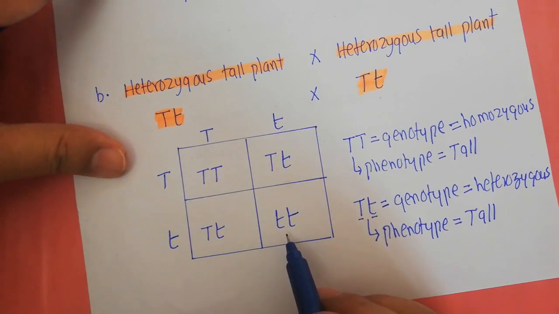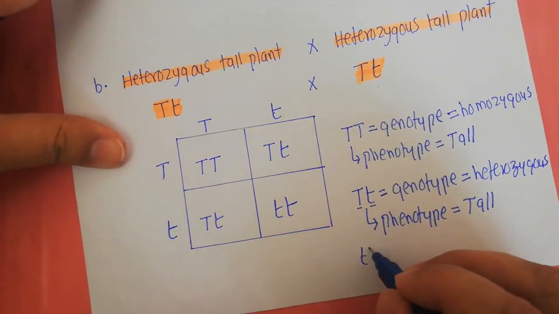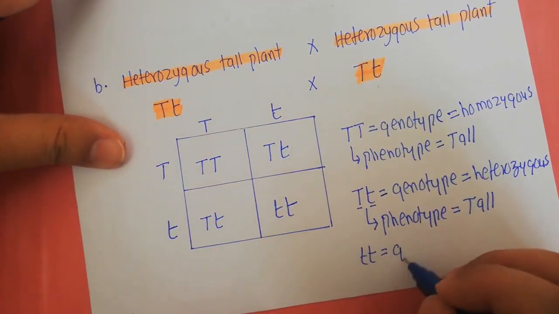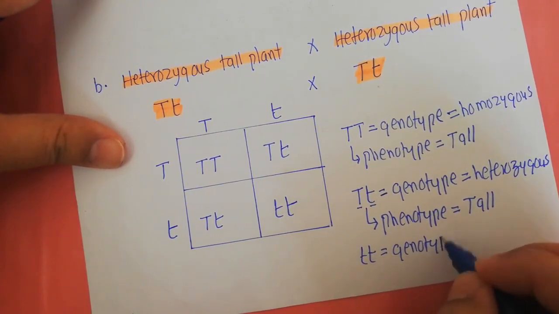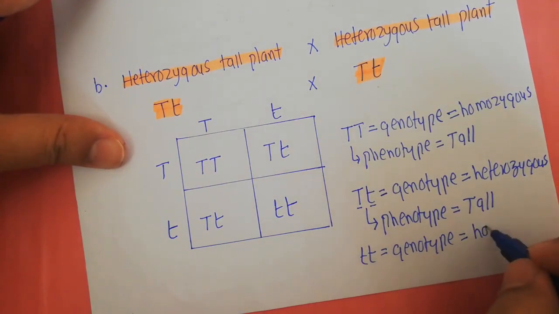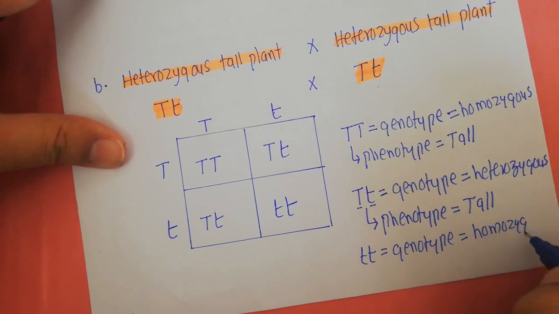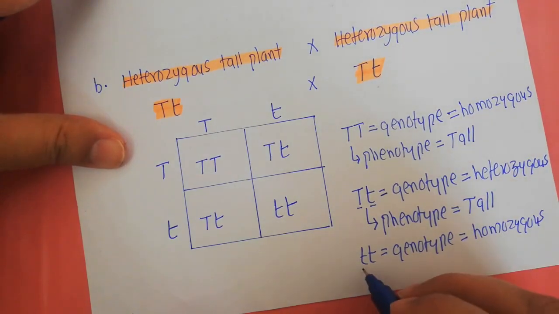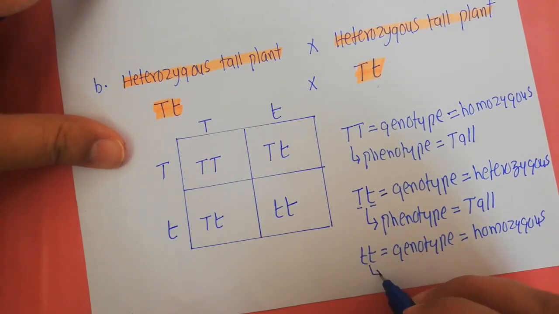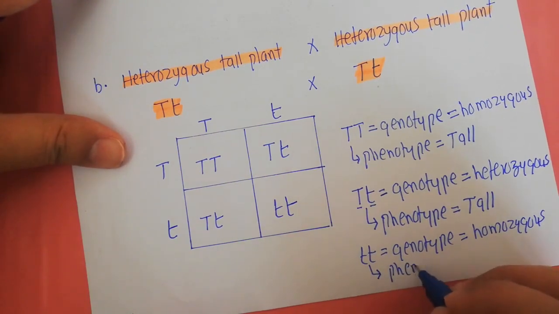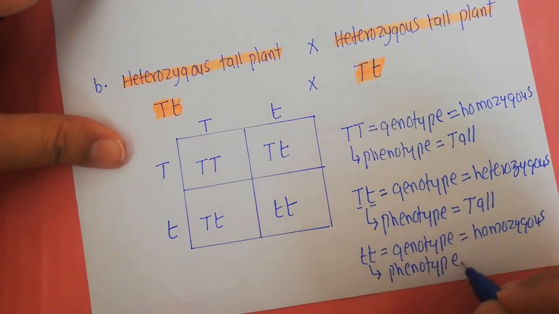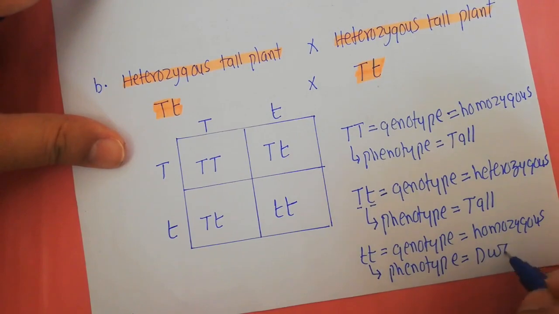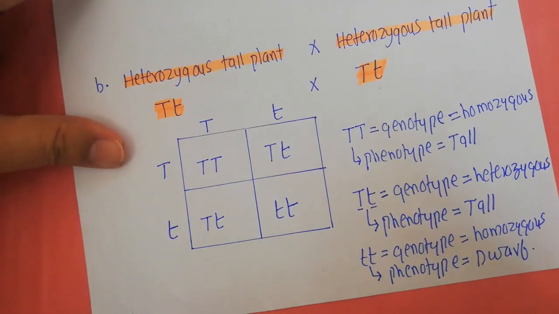If you talk about the third one, the small t and the small t, this will be the genotype of this offspring. Again, this will be homozygous in nature, because both of the alleles are the same. But as the small t and the small t are representing the dwarf phenotype, the phenotype of this offspring is going to be dwarf in nature.